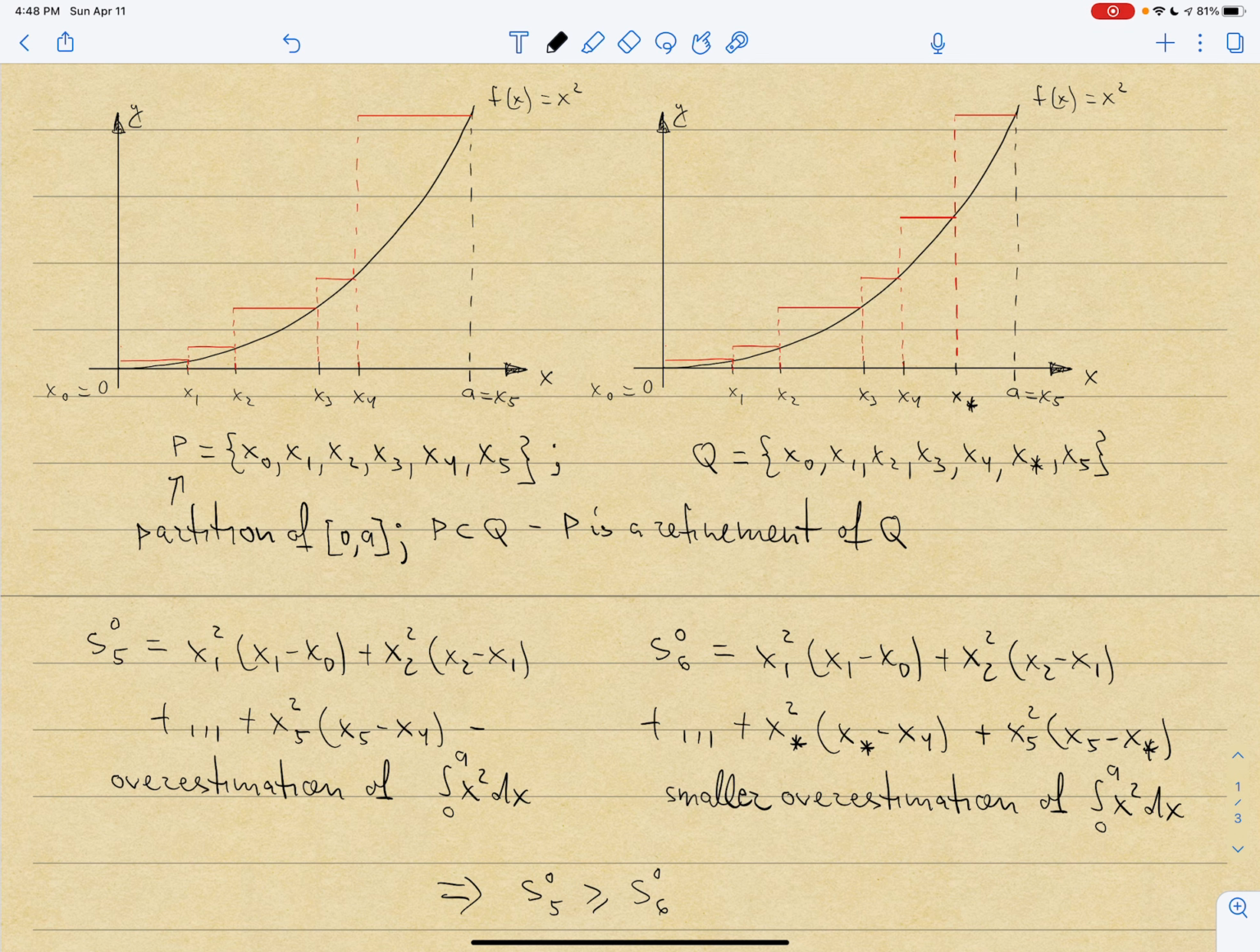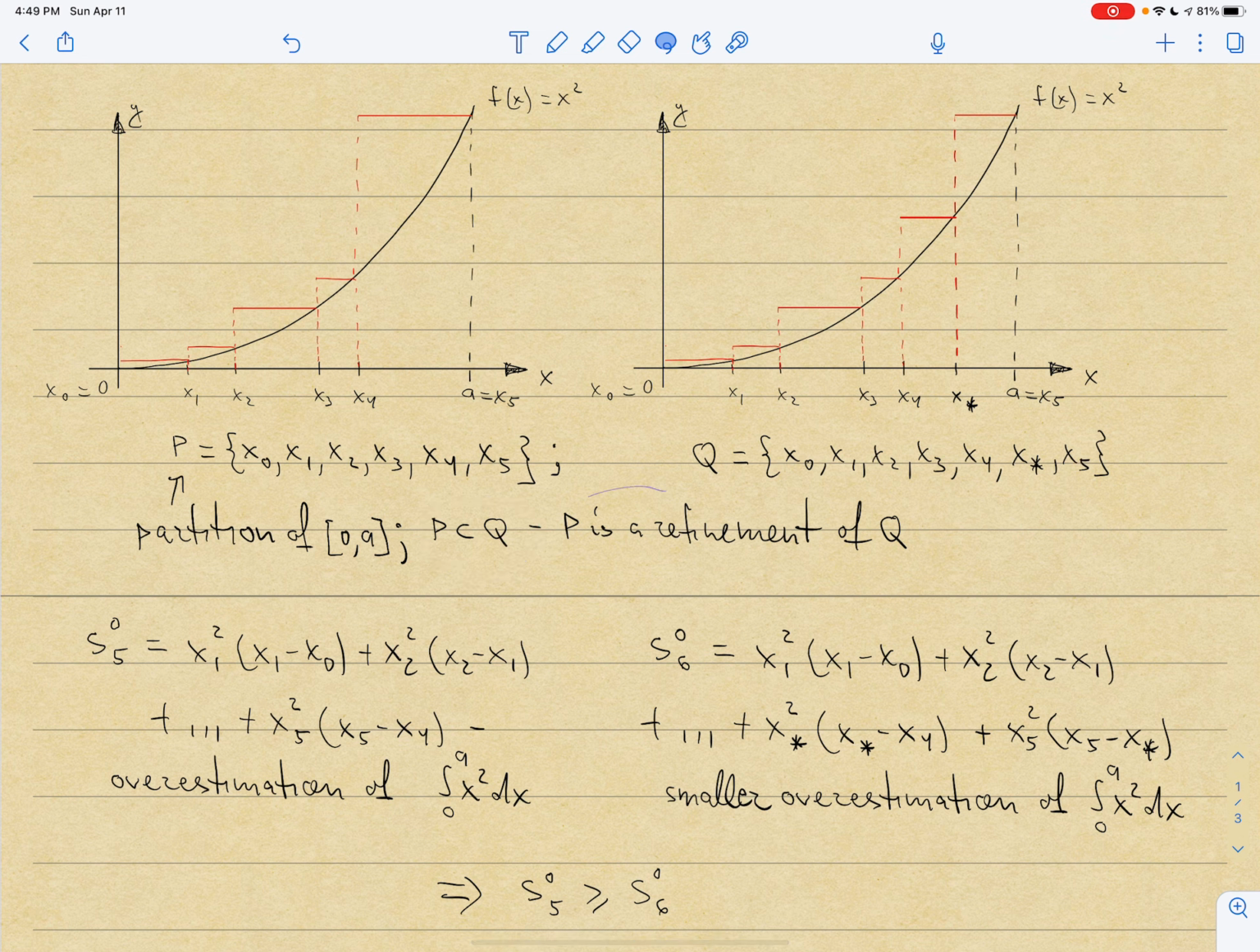Now, let me immediately consider two partitions. So in addition to P, I'm going to consider Q. Q differs from P by the fact that all points are exactly the same in P and Q except for one point x star, which is going to lie between x4 and x5. So now the second partition is Q. Q has all the points of P plus one more. So then as a set, P is a subset of Q, a proper subset because Q has one more point. In this case, we're going to call Q a refinement of P.